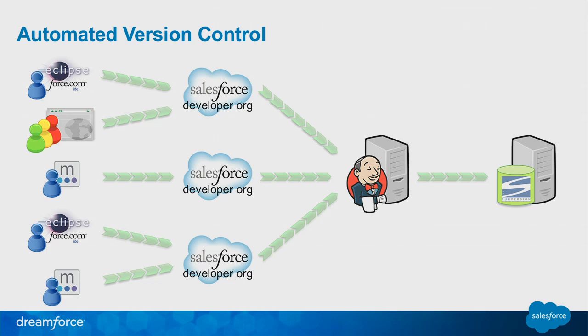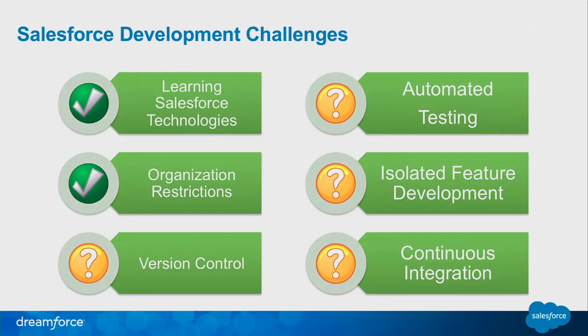So it takes the onus away from the developer of having to make sure that they've checked in their code before they go home from work and so on. Okay. So that's how we handle the version control. Next, we'll look at how we handle the automated testing.